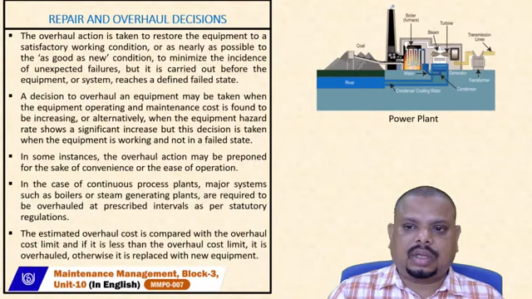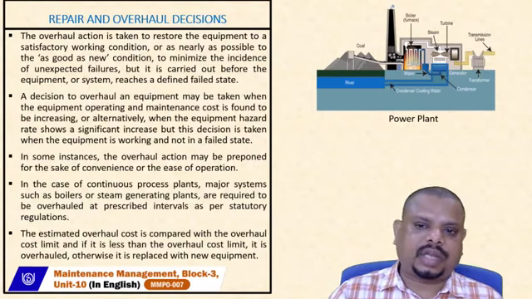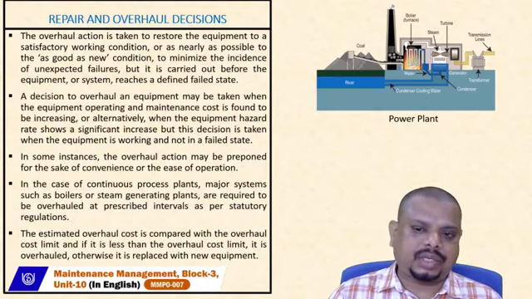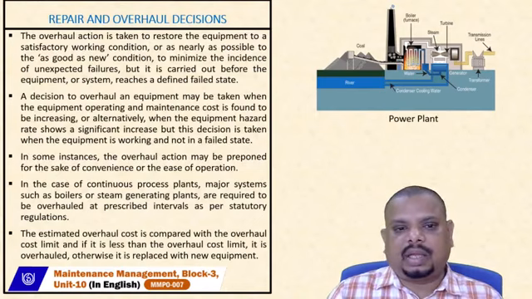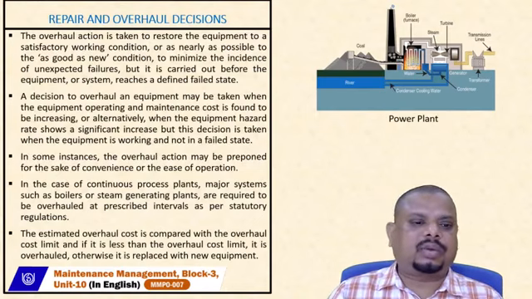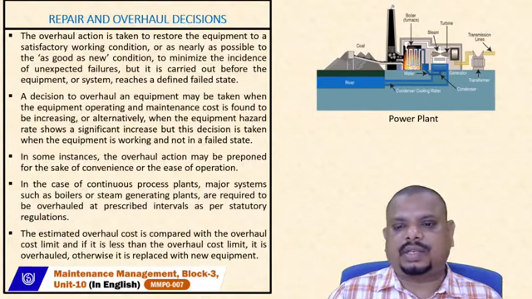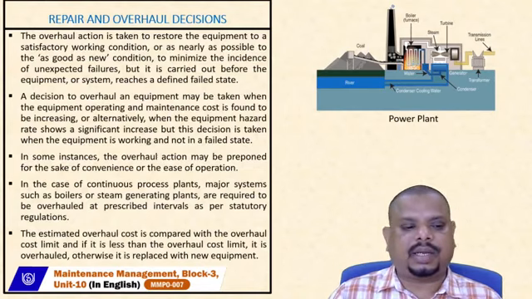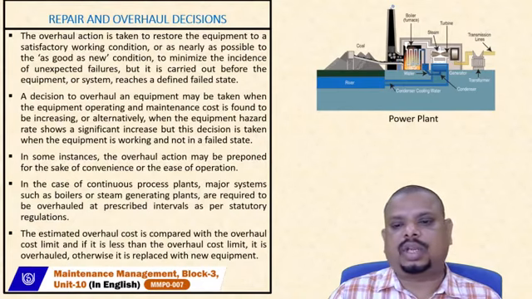So that is why, if you take other industries like small scale, medium scale and large scale industries, those who have precise parts or some complex parts, to increase the operating time as well as decrease the maintenance cost, the overhaul decision should be taken. The next important part is that in the case of a power plant, the estimated overhaul cost is compared with the overhaul cost limit, and if it is less than the limit, it is overhauled, otherwise replaced with new equipment.